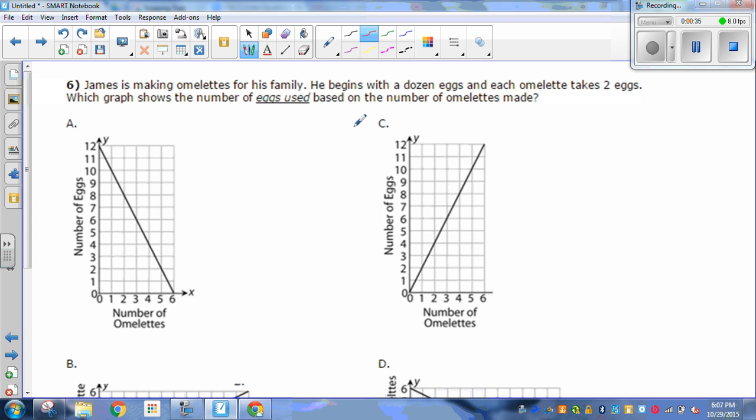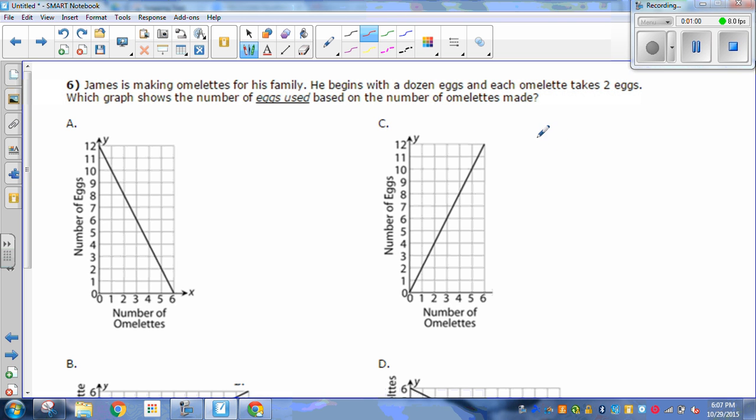You could think about what's the y-intercept, what's the slope, and the truth is the y-intercept, he begins with a dozen, that's 12. That's the y-intercept, and if each one takes 2, the slope is 2. But let's not get into that, because I think that's confusing some of us. Let's just ask ourselves a simple question here.